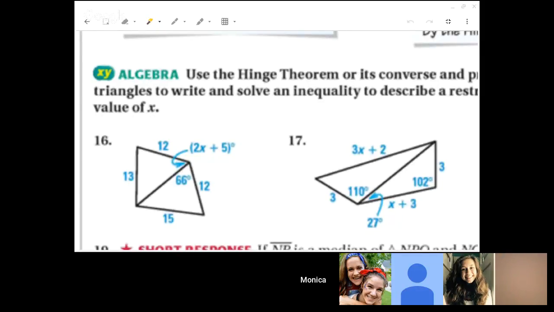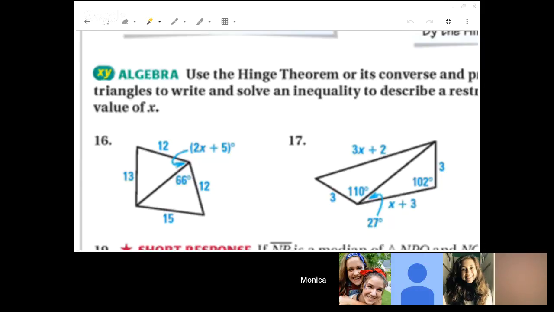Okay, Charlotte, and let's start with number 16 because that's the one I had pulled on the page closest, okay? So if we look at 16, we're supposed to use the hinge theorem and find a value for x. So remember what the hinge theorem says. When you have two triangles that have two pairs of congruent sides, then the angles between them are different measurements. And you can apply that to see which is the longer side, okay?